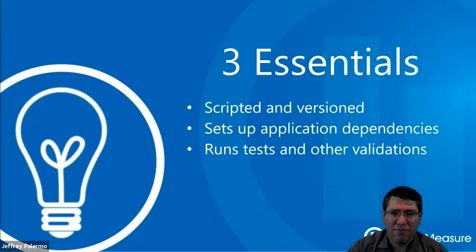And so let's review the three essentials. It has to be scripted and versioned. It has to set up its own application dependencies. It has to run tests and other validations. And one thing that's overarching with all of this DevOps automation, make sure it's fast. Everything in DevOps, you want to make sure that it's fast.